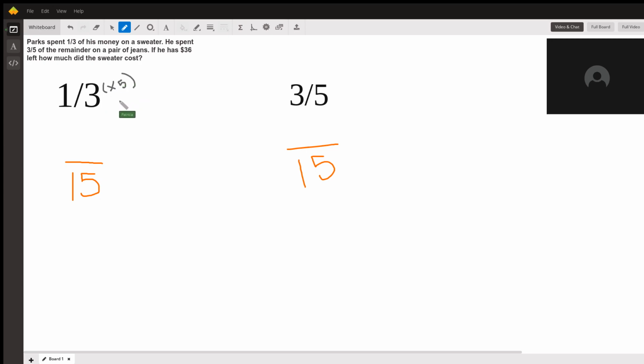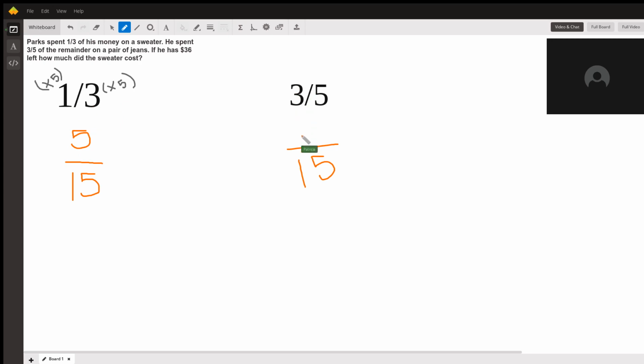Okay. And what I do to the top, I must do to the bottom. So then I'm going to multiply my top times 5. Okay, 1 times 5 then gives me what? 1 times 5 is 5. So 5 over 15 is the same thing as 1/3.